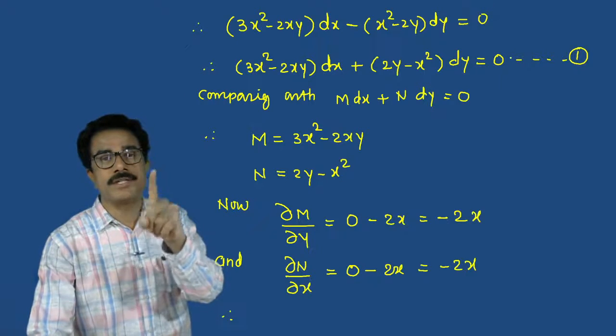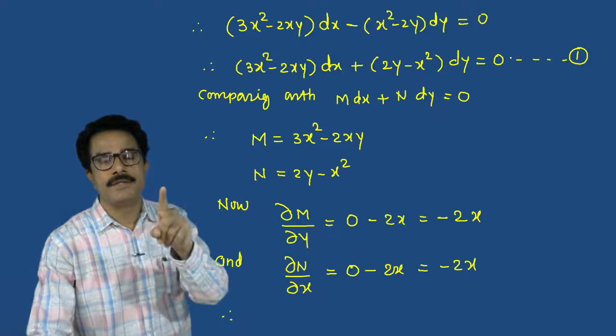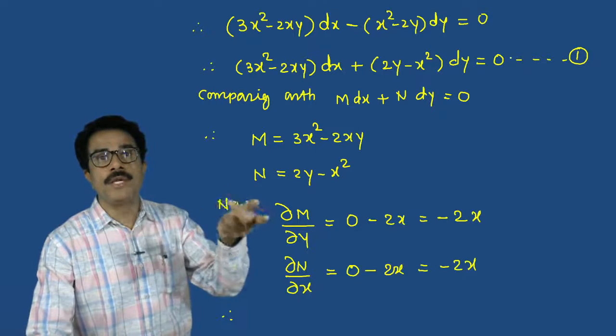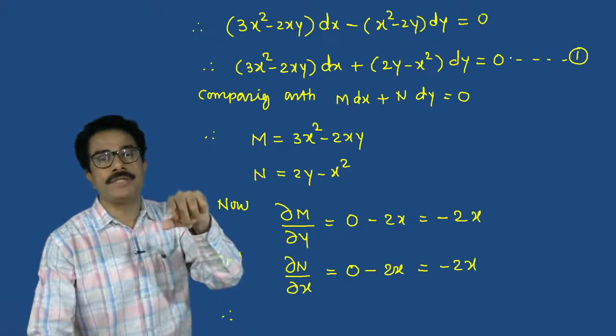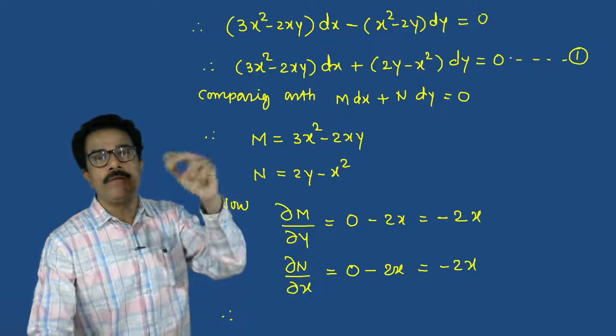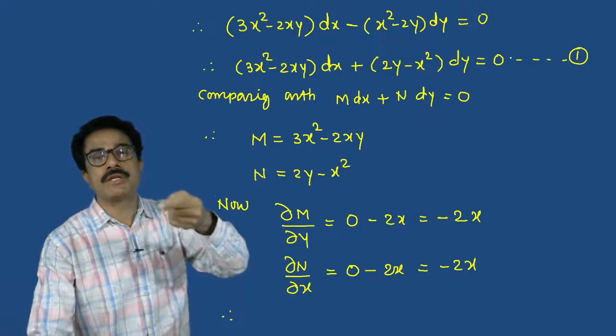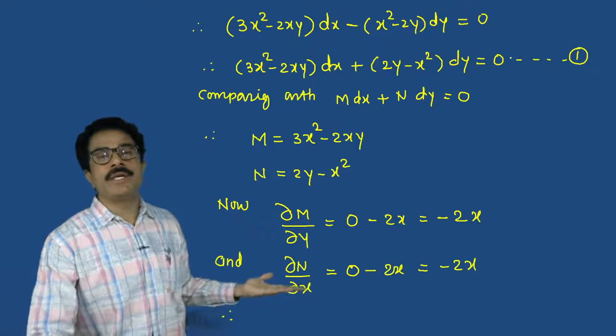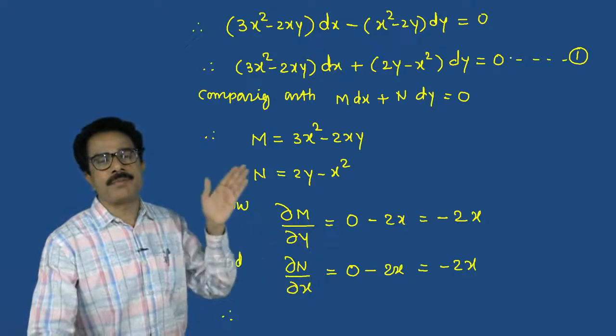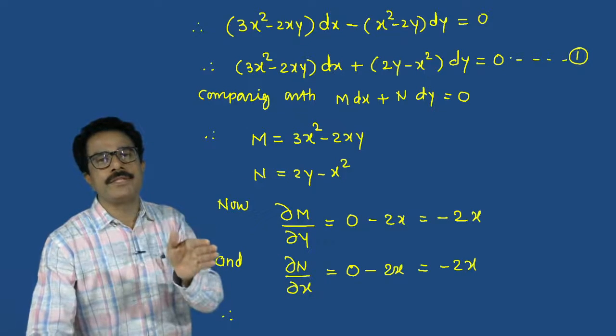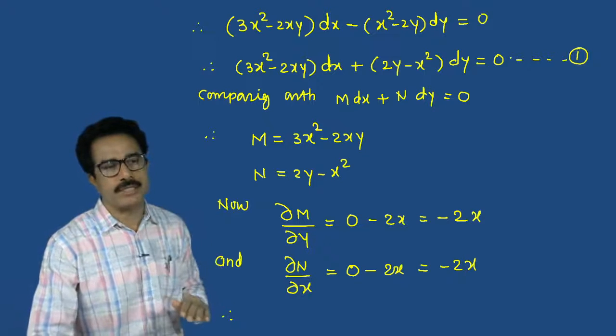If you know the function capital F such that ∂F/∂x equals M and ∂F/∂y equals N, then we can say that M dx plus N dy equals 0 is an exact differential equation.